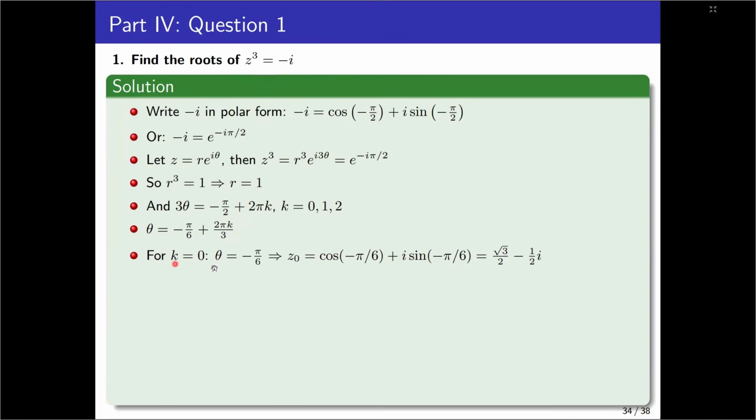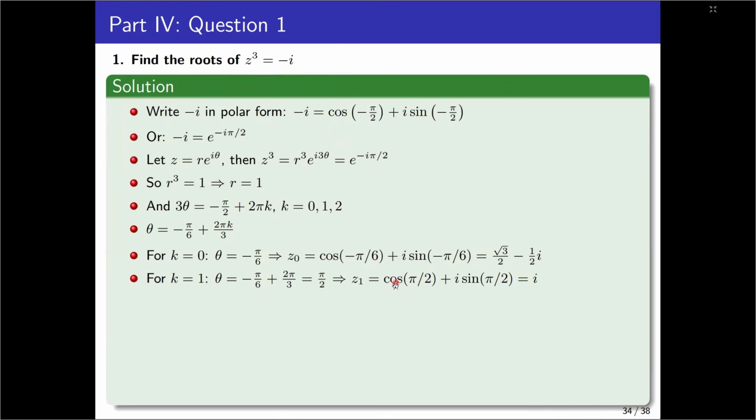Therefore, for k equal to 0, the term with k becomes 0 and only minus pi over 6 is left. So the root is cosine of negative pi over 6 plus i times sine of negative pi over 6, which is equal to radical 3 over 2 minus 1 over 2 i. So this is one of the possible roots of this equation.